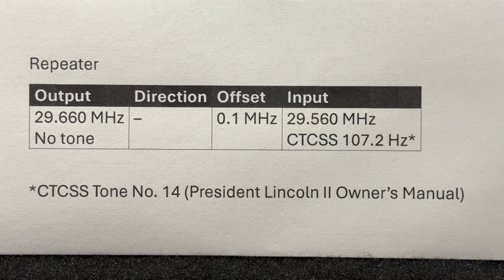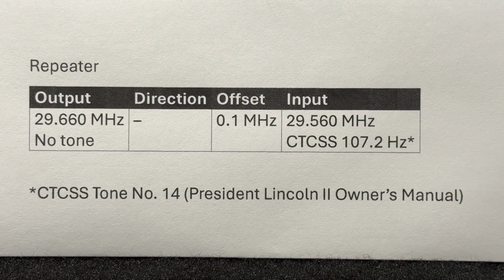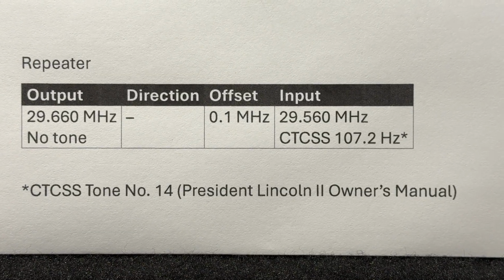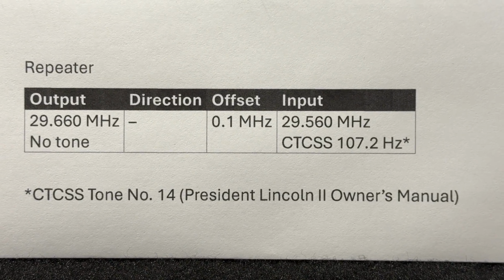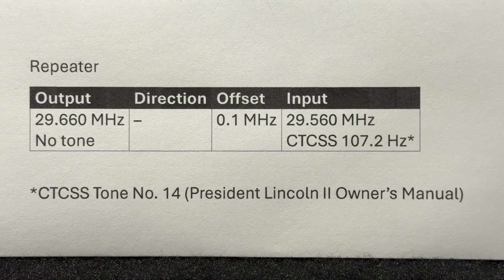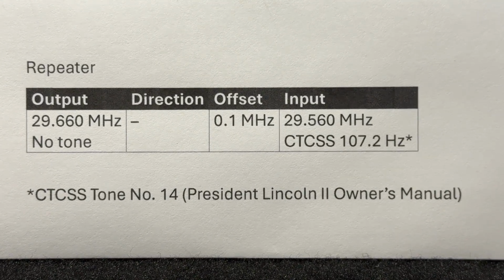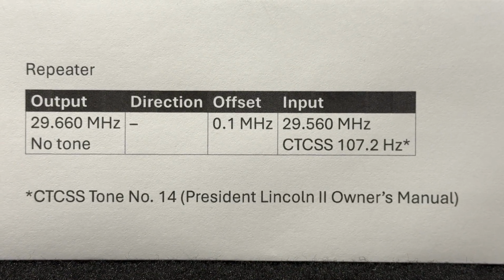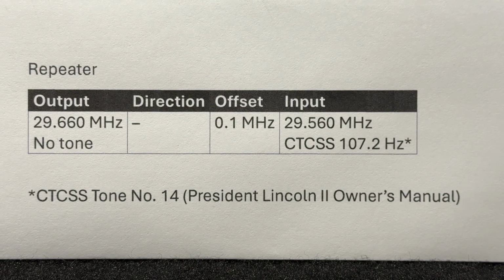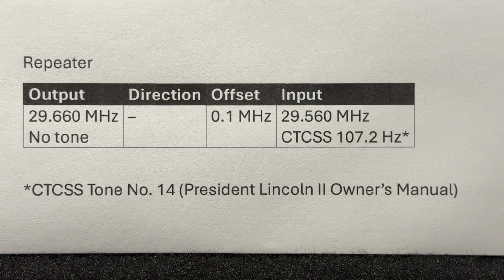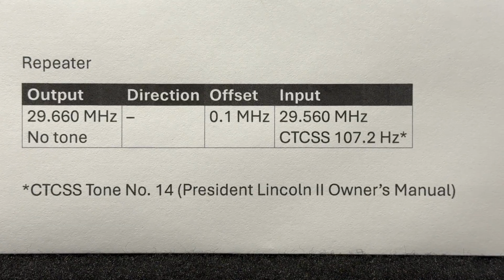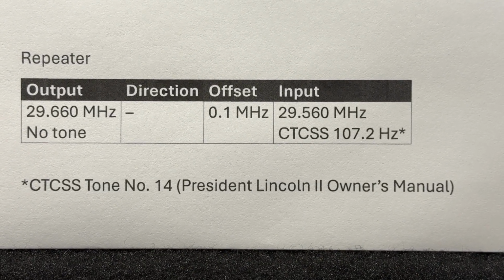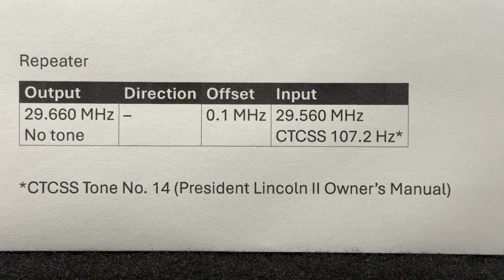We also need to set an input tone using CTCSS at 107.2 hertz. Now this radio does not display CTCSS or DCS tones directly, so we need to look in the back of the owner's manual, and we find that a CTCSS tone of 107.2 hertz is represented by tone number 14 on the radio. So we need to set tone number 14 on the radio to generate the correct tone for the input of the repeater.